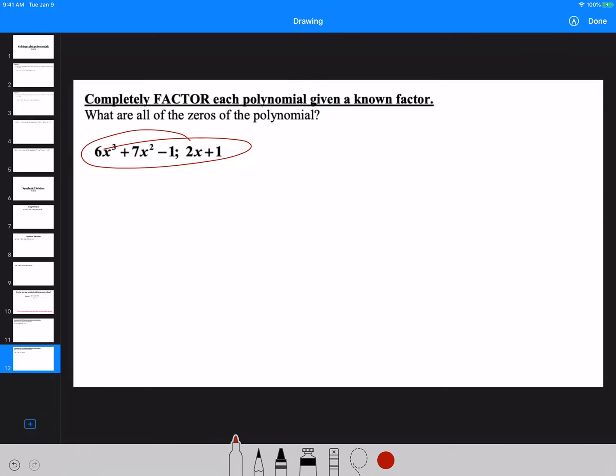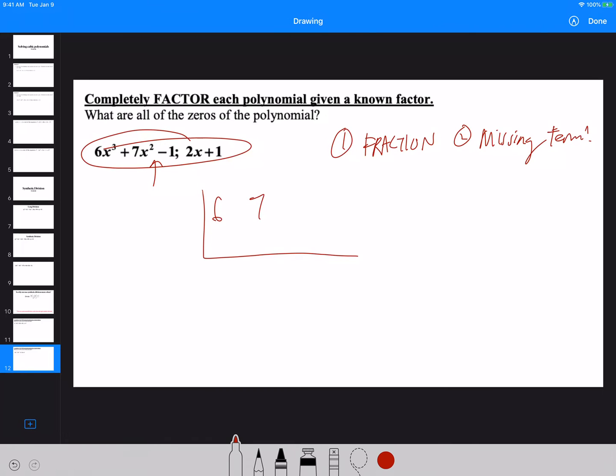Okay, so this one is a little bit challenging because it has 2 components. Number 1, you have a fraction to deal with. I hope you know what I mean by that. And number 2, you have a missing term. You don't have an x. Just like in long division, you will fill it up with 0. 6, 7, 0, -1. Then you're going to put a -1/2 here.